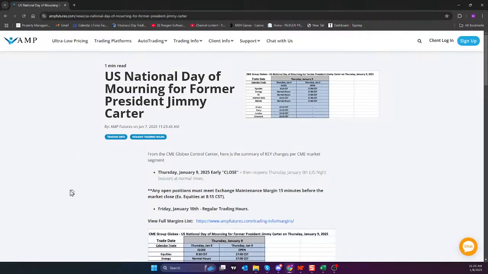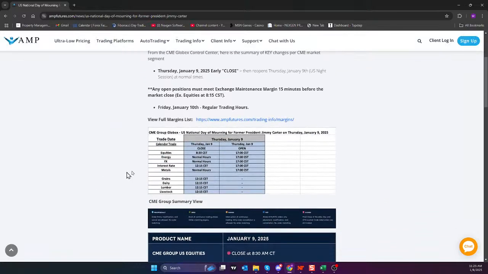So tomorrow is going to be the U.S. National Day of Mourning for former President Jimmy Carter. Equities are closed at 8:30. Energies and the FX are both going to trade. Interest rates close early. Metals have normal hours. So there might be some trading for you guys if you want.